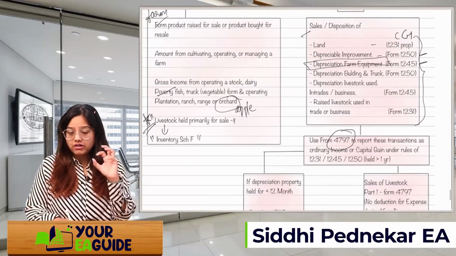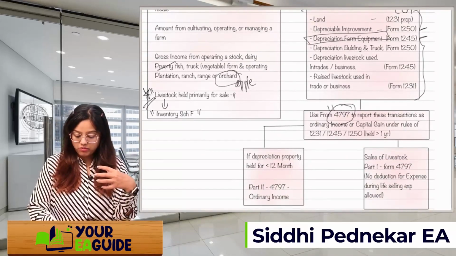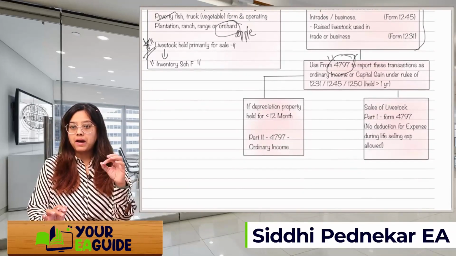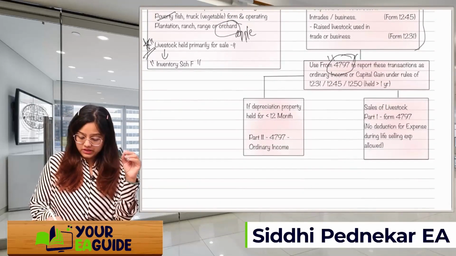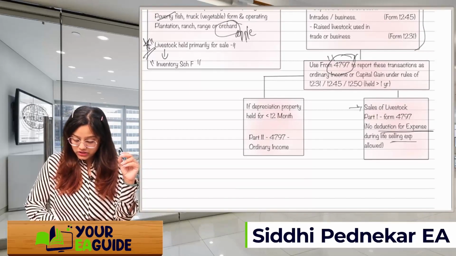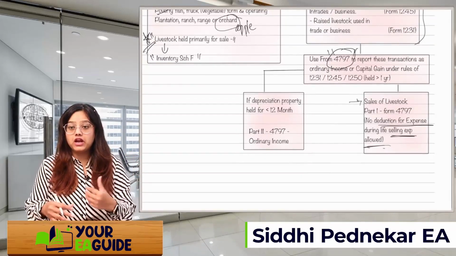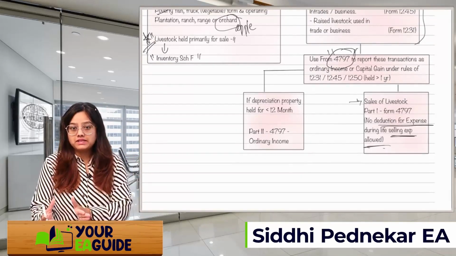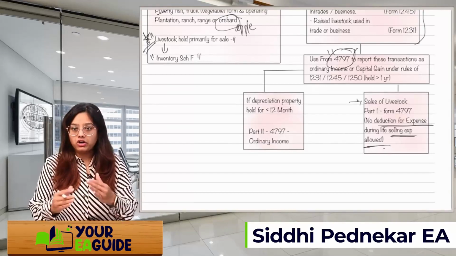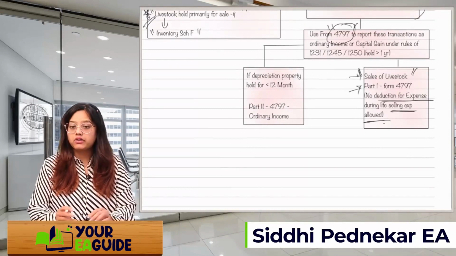Whenever you are going to dispose of them, you are going to file Form 4797, and in that there will be two parts. Part 1 will include sales of livestock, where no deduction of expenses during the life of the livestock is allowed. If there are expenses to maintain that livestock, to maintain that cattle, that will not be allowed. And if there is a sale of livestock, it will go in Part 1.